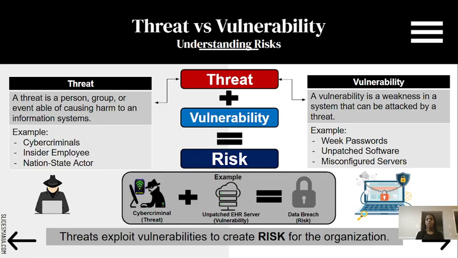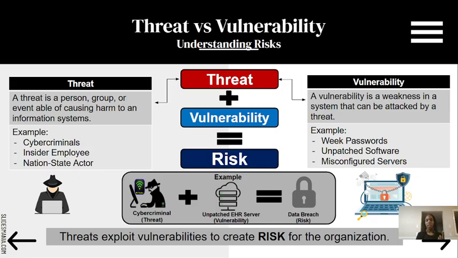Before we begin, I want to discuss what a risk is. Because once an establishment can understand what a risk is, there's a better way to minimize the risk and possibly eliminate the risks completely. So, first, you have a threat. A threat is a person or a group of people that are going to cause harm to an establishment's information system, whether it be cyber criminals or insider employees.